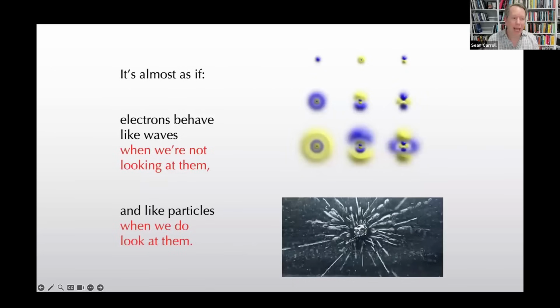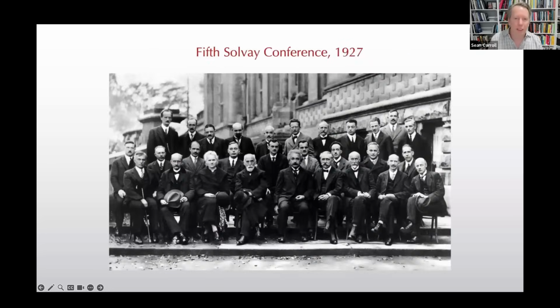It is almost as if electrons behave like waves, but only when we're not looking at them. And as soon as you look at them, as soon as you measure them or observe them, they start looking like particles. Now, this is obviously crazy talk, right? Like, how does the electron know if I'm looking at it? Why should looking or observing have anything to do with the most fundamental laws of nature? So we did what we always do in science. We assembled the greatest minds we could find.